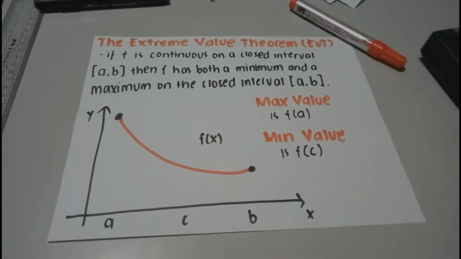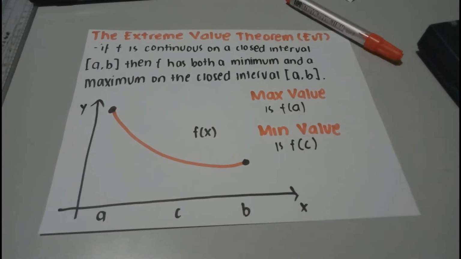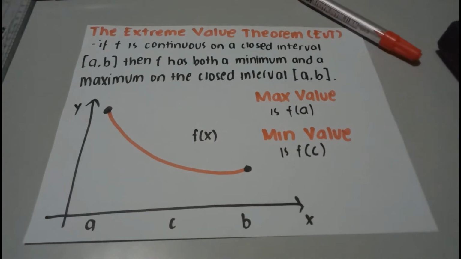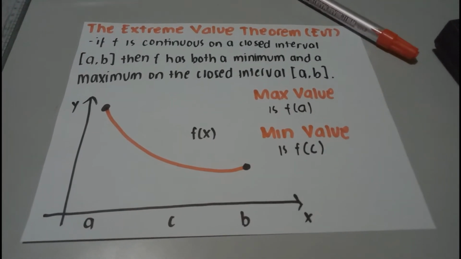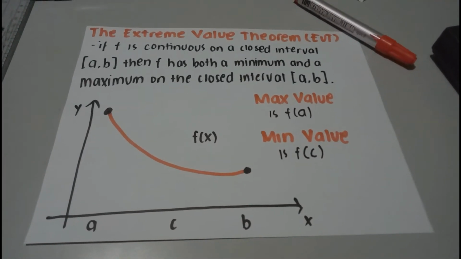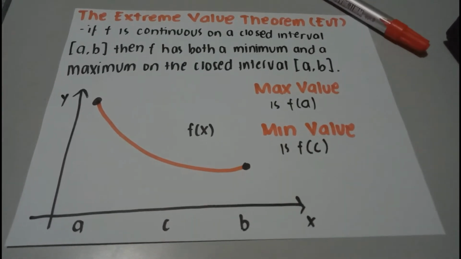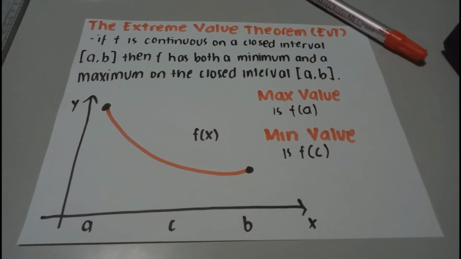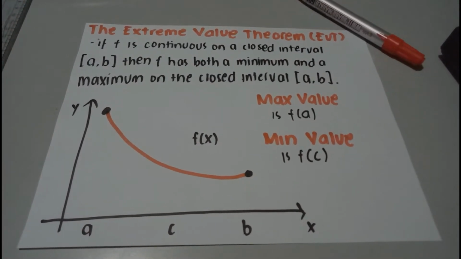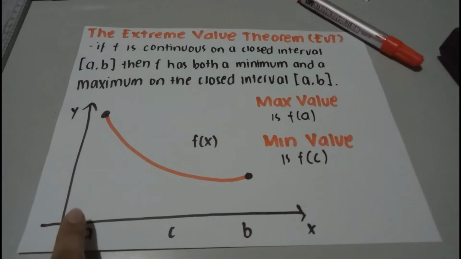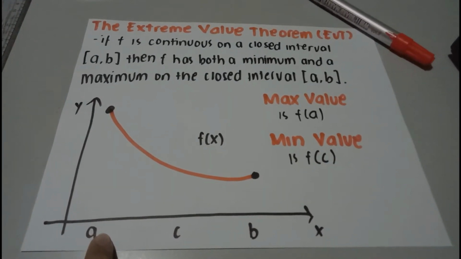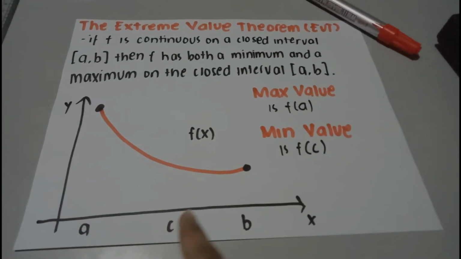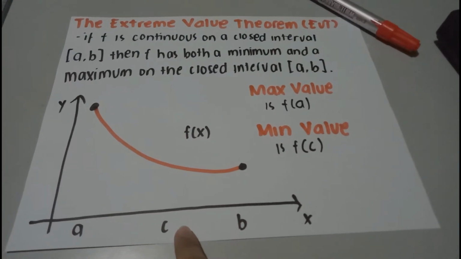The Extreme Value Theorem states that if f is continuous in a closed interval a, b, then f has both a minimum and a maximum value on the closed interval a, b. For this example, the maximum value of this graph is f at a, and the minimum value is f at c.